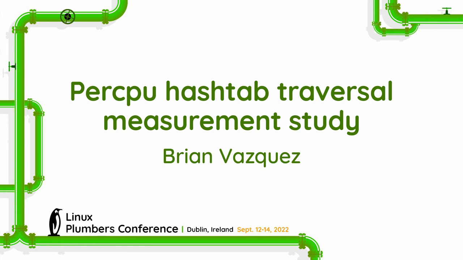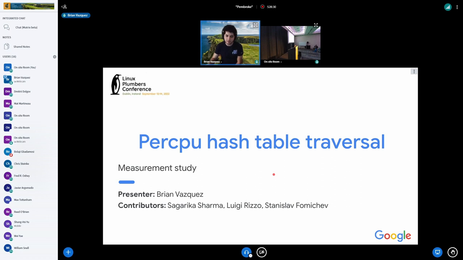Okay, so my name is Brian Vazquez. I'm a software engineer at Google. And today I'll present a measurement study that was conducted by Sagarika, who was an intern this summer, with help from some coworkers. And I'll present basically why traversing a Percpu hash table is expensive.